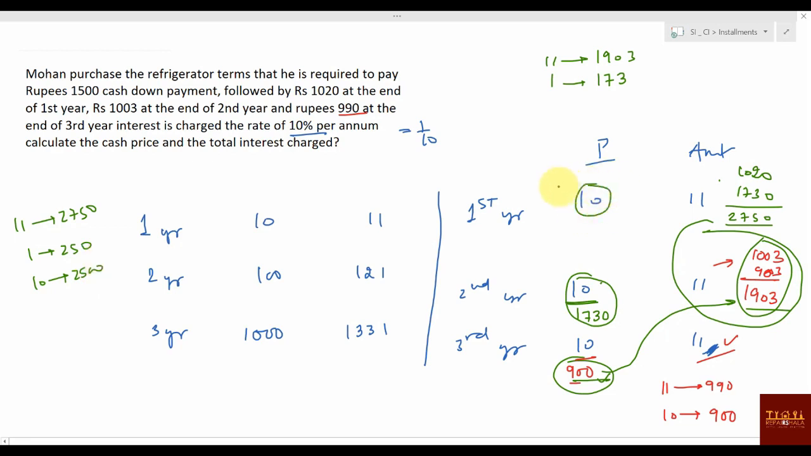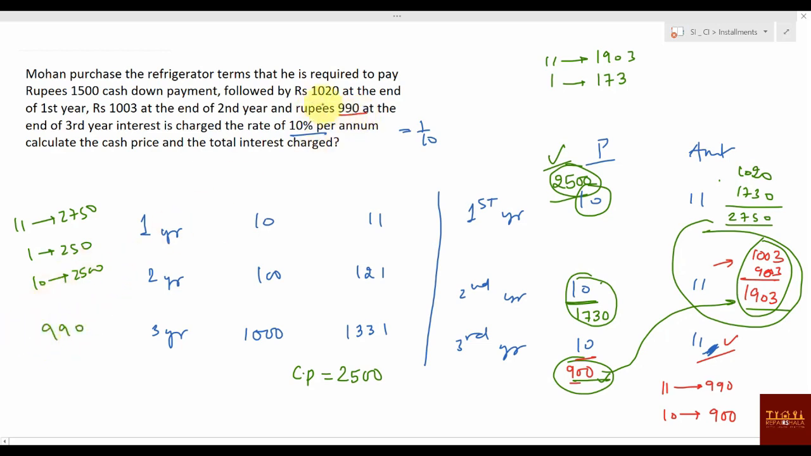Means you started with 2500 rupees. And how much have you paid? See, 2500 will be your principal. So it was a cash down, it was your cash price. 2500 was your cash price. In that, now cash price was this one, 2500. And how much have you paid in the installments? I would say 990 you have paid.